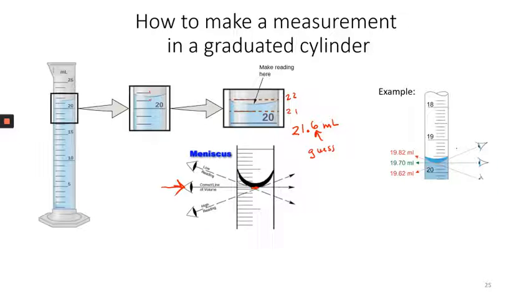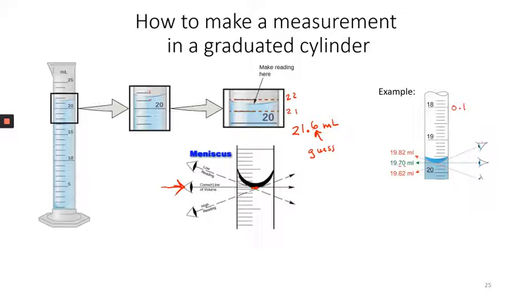So here's an example of where the measurer was not lined up properly. When they are lined up properly, they get 19.70. Now, notice this has 2 decimal places where our previous one only had 1. But look at our divisions. It's going from 18 to 19, right? So each line is 0.1. So if each division is to the 10th place, we can always guess one more place.